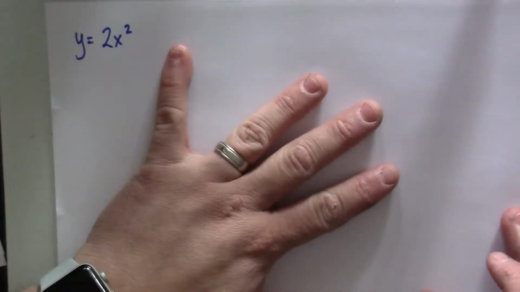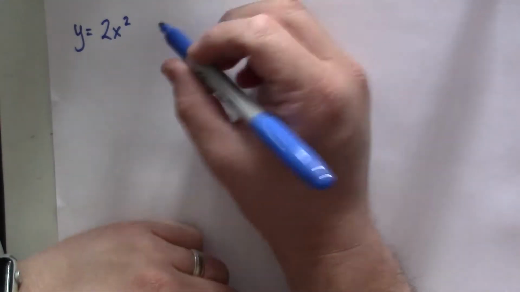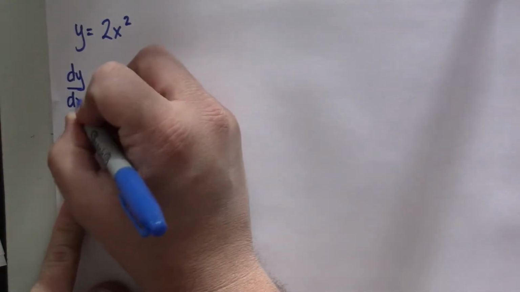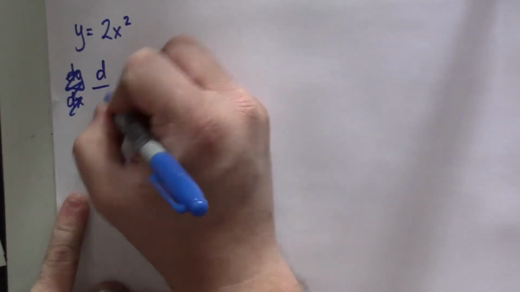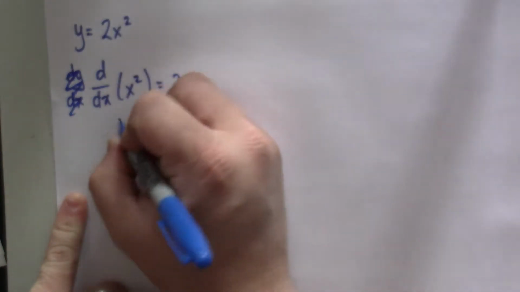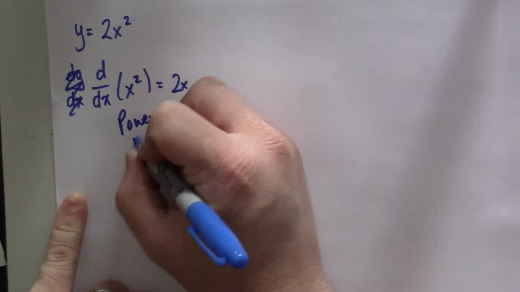Now, this seems kind of obvious, but I do want to take a minute and show you where the logic comes in from the definition of the derivative. Let's say d/dx of x squared is 2x from the power rule, which we learned in our last couple videos, which is the best.